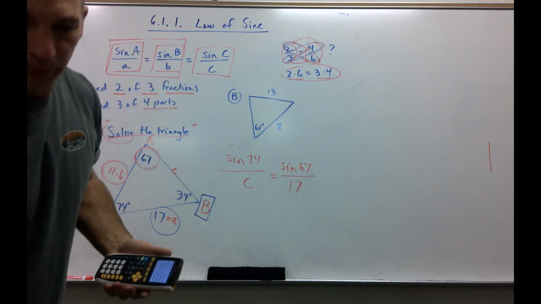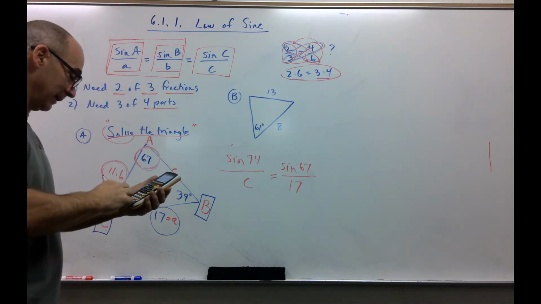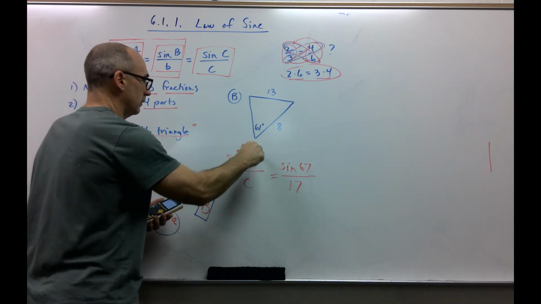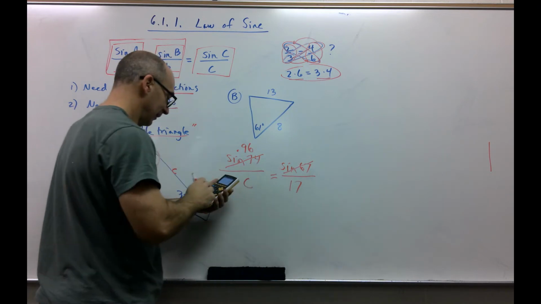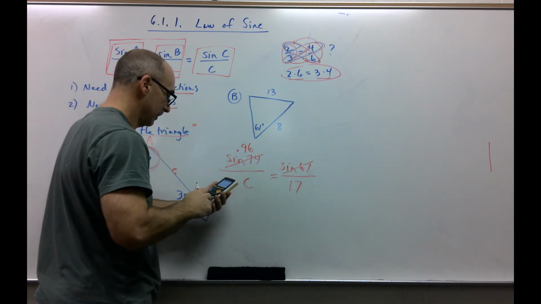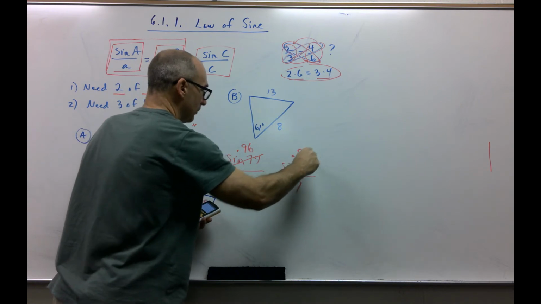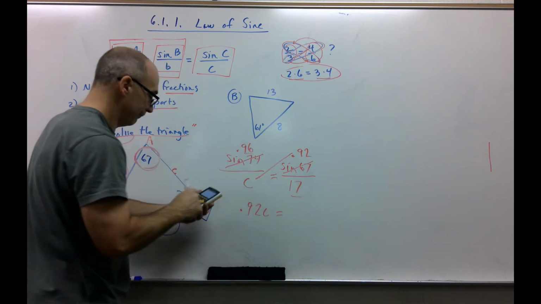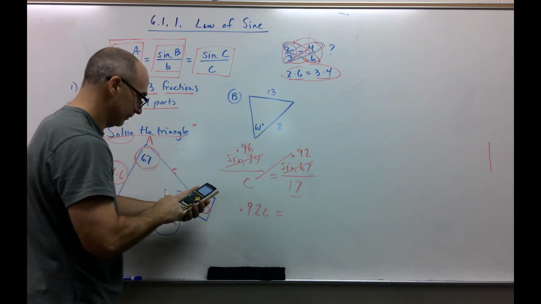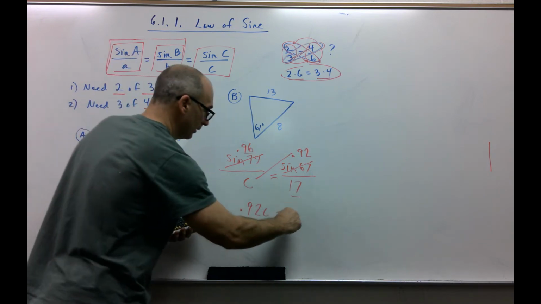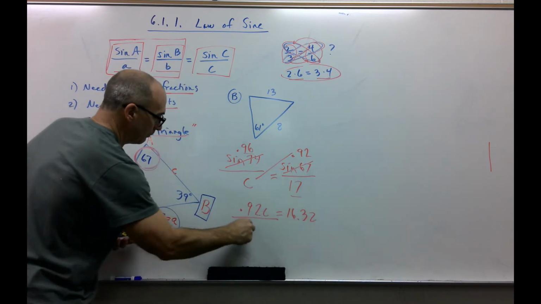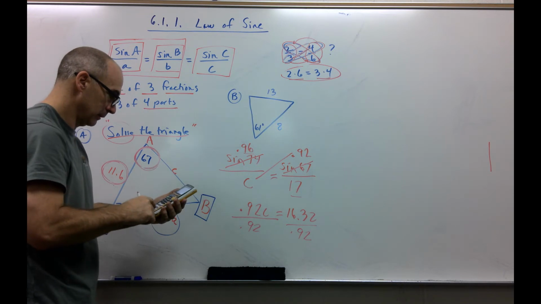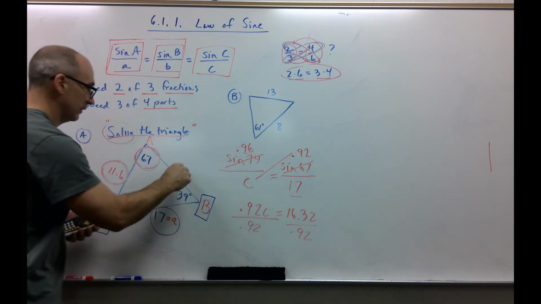So here we go. Sine of 74.961. We go 0.96. Sine of 67.92. We just used that one. I should have remembered it. Multiply that way. 0.92c equals, now I've got to multiply that by that. 0.96 times 17 is 16.32. So we're going to divide by 0.92, divide by 0.92, and we get 17.7. So this is 17.7.